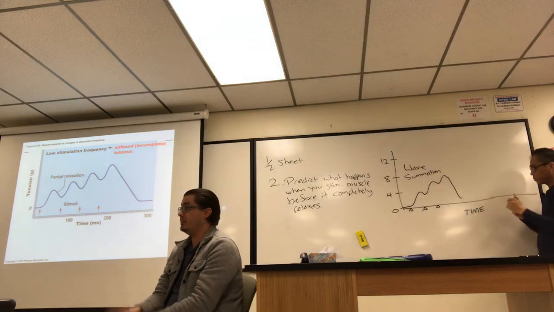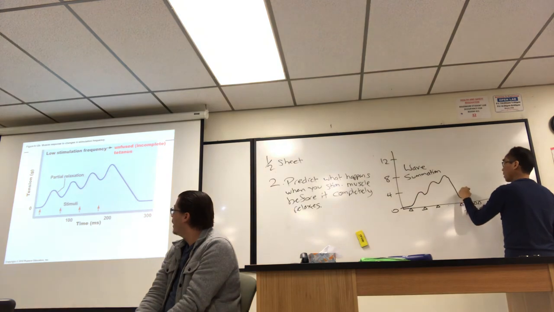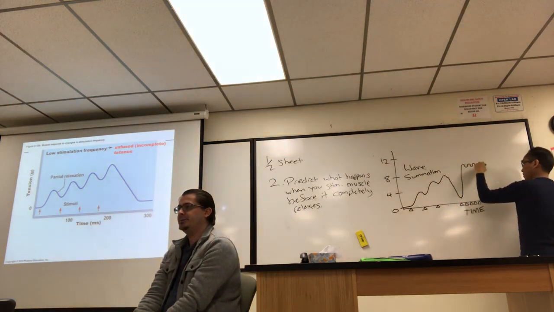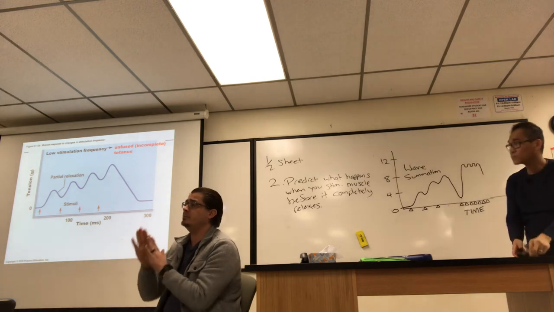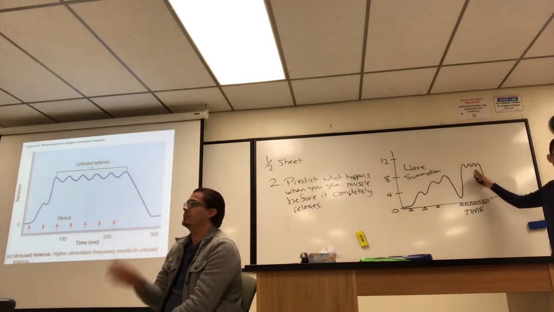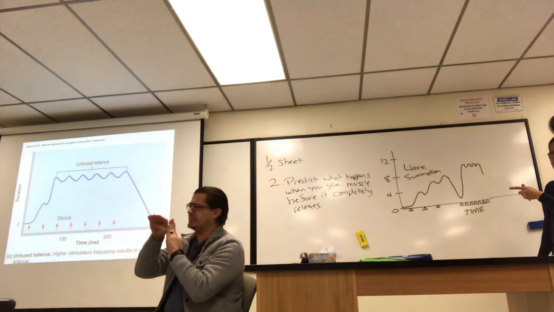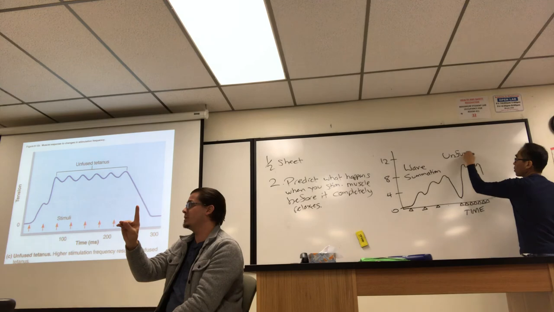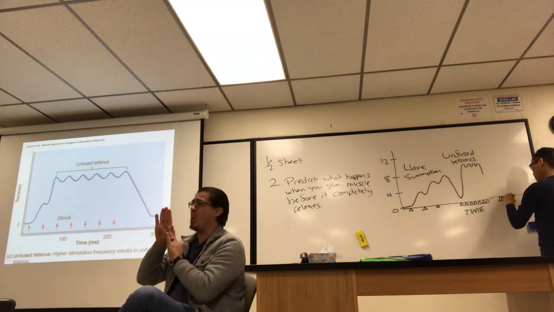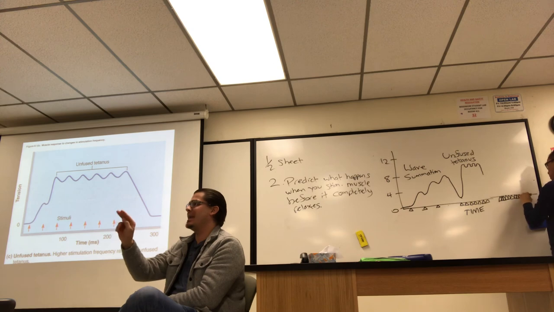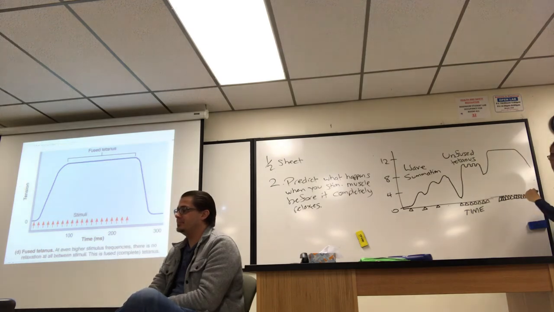So then if you really increase the frequency of stimulation, I mean, you might get something that looks like that. Where you get more tension, but the top, it's almost a straight line, but it's not quite fused. They call it unfused tetanus. So if you really max it out, fused tetanus.